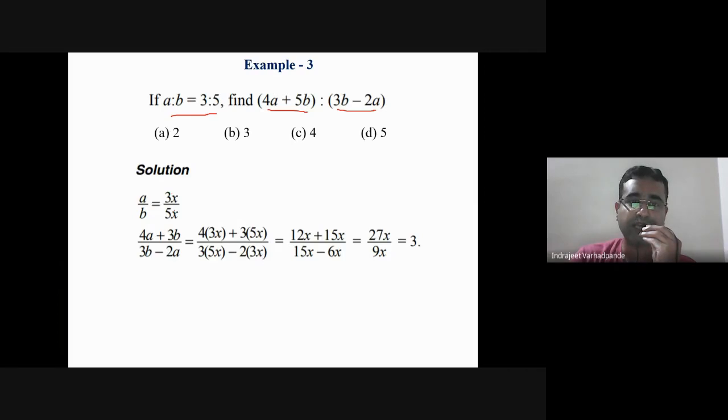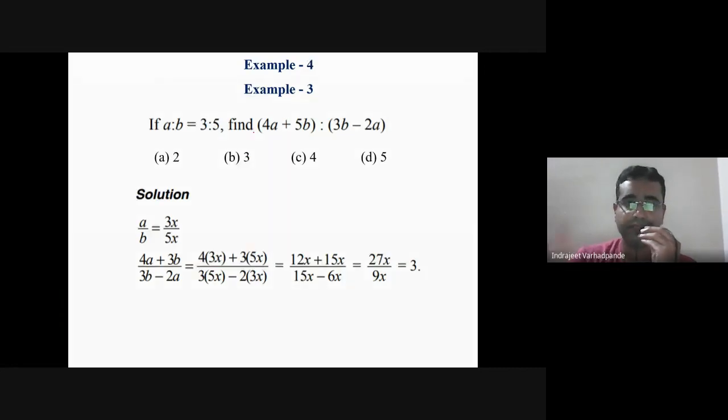4 into 3x, this numerator 3x will be multiplied by 4, this denominator will be multiplied by 3, and we are adding them together. Similarly 3b minus 2a, simplify it. 12x plus 15x upon 15x minus 6x, 27x upon 9x, x will get cancelled. 27 is divisible by 9, so the answer comes out to be 3. So which is the correct option? Correct option is b, that is 3.